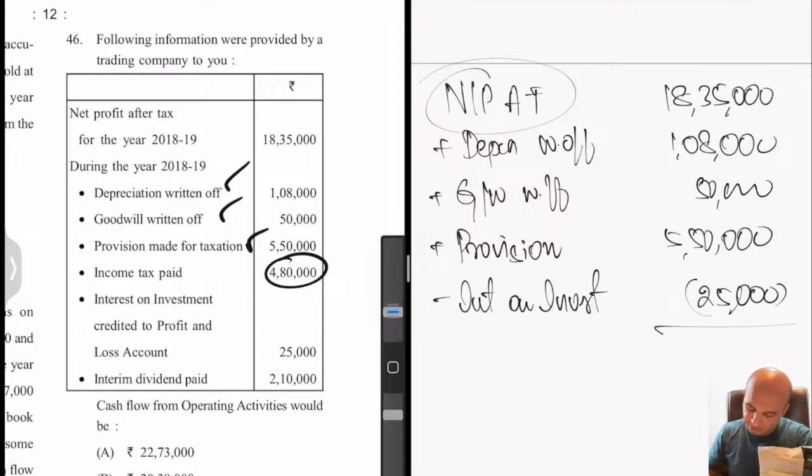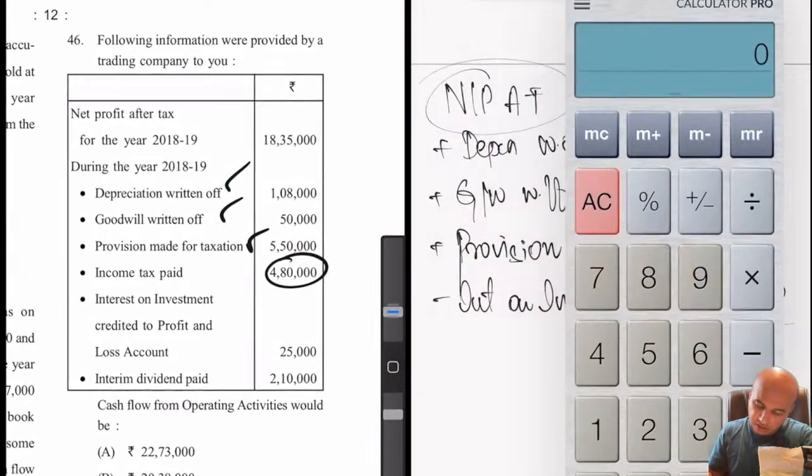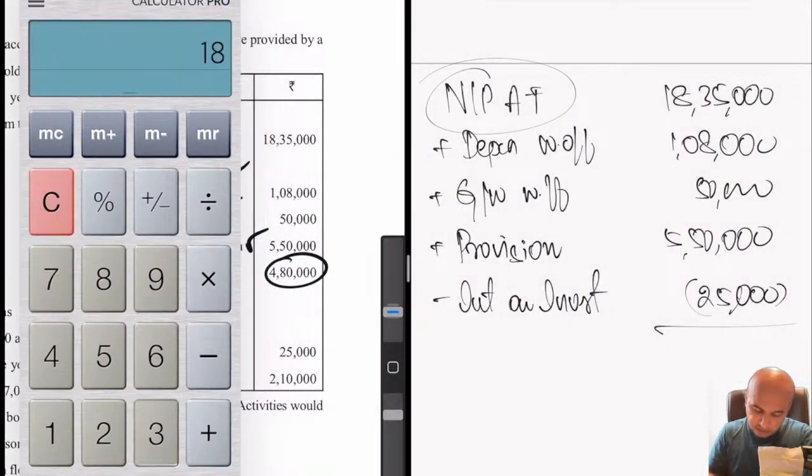Now do the math. Let me just bring up the calculator so that I can calculate all this quickly.